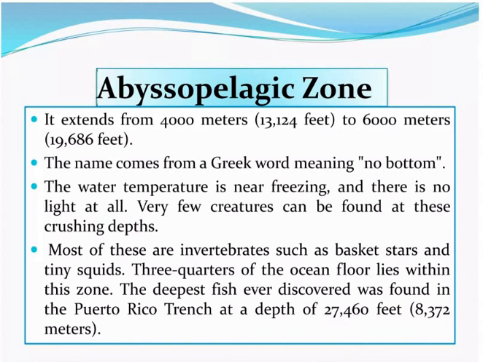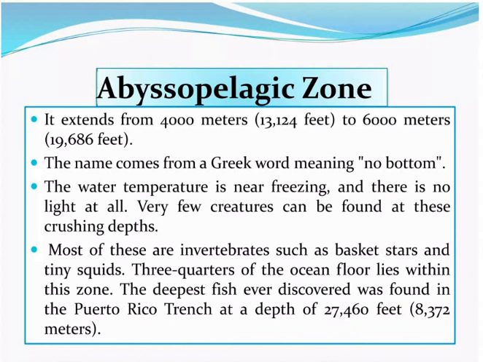Now, the abyssopelagic zone. It extends from 4,000 meters to 6,000 meters. The name comes from a Greek word meaning no bottom. The water temperature is near freezing and there is no light at all. Very few creatures can be found at this crushing depth. Most of these are invertebrates such as basket stars and tiny squids. Three quarters of the ocean floor lies within this zone.